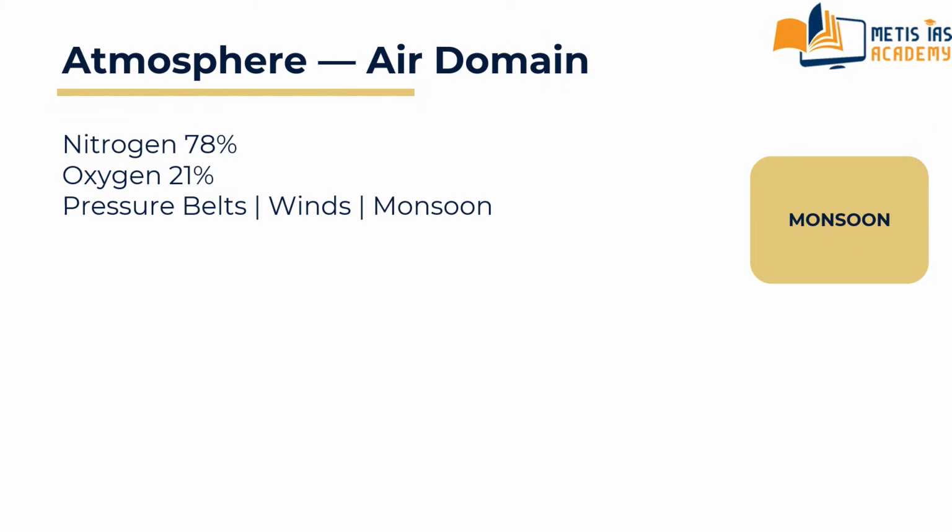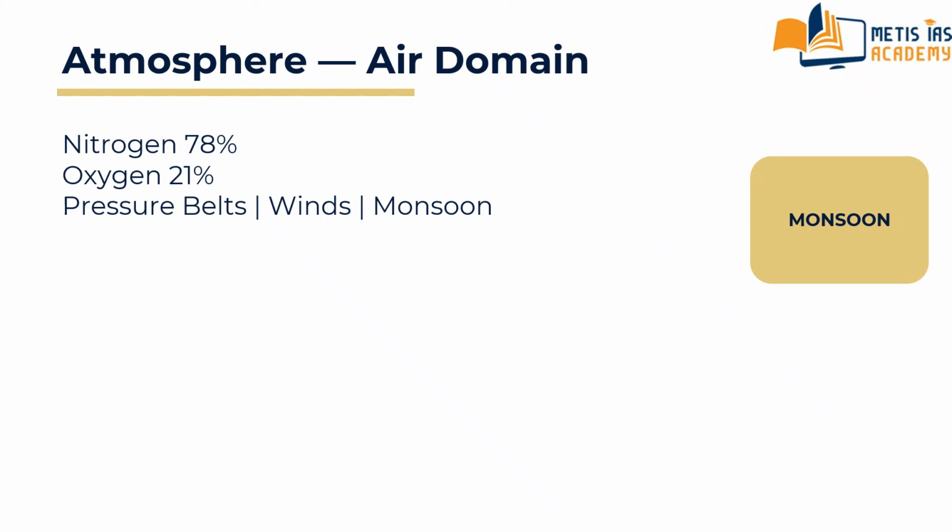So we are moving ahead to the third sphere, that is atmosphere. Atmosphere is the blanket of gases around the earth. What is meant by atmosphere? Atmosphere is the blanket of gases around earth. It protects life, regulates temperature, and creates weather.